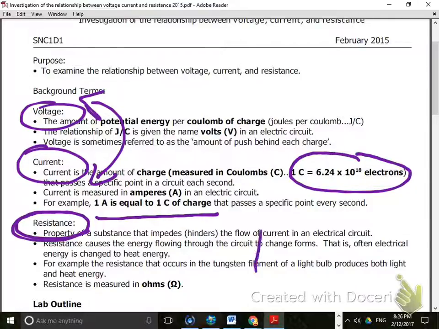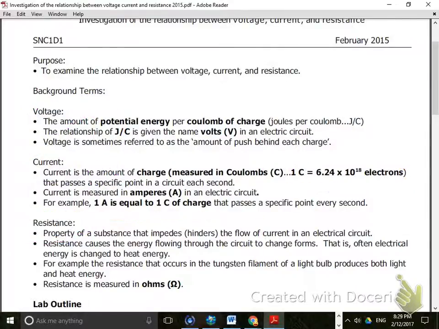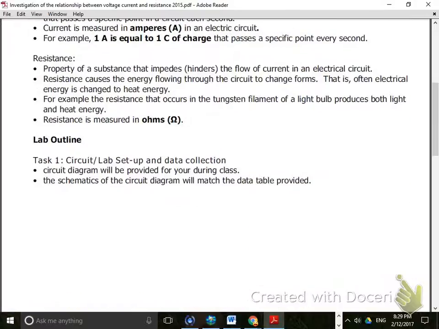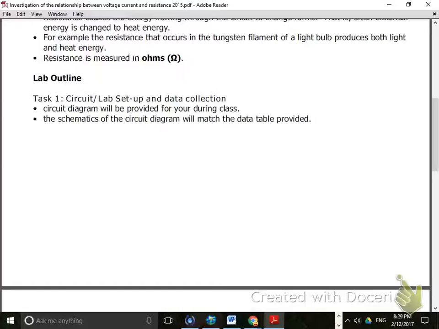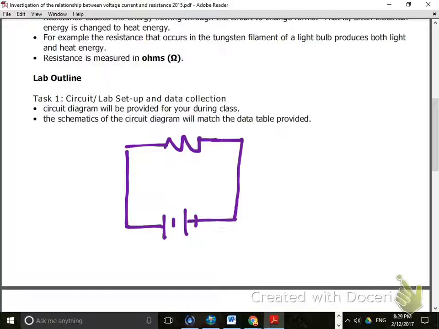Now, to do this lab, you're going to set things up in a very, very simple circuit. So I'm just going to draw in this little lab outline what you're going to create on your simulator. So you're going to have a battery, and you are going to change the voltages of that battery as you go through the circuit, but you're going to set it up with a battery, and I'll show you in a few minutes what the voltages you're going to use. You're going to connect that to a resistor, and then that's going to come back to the battery.